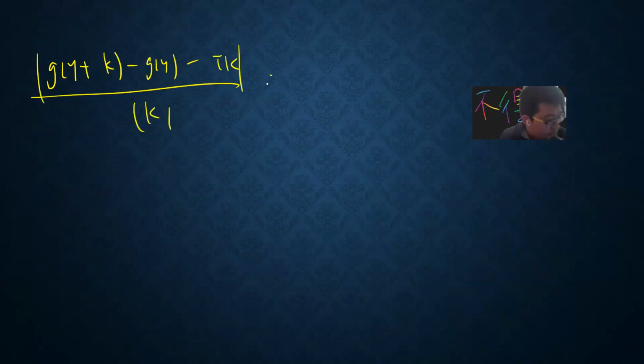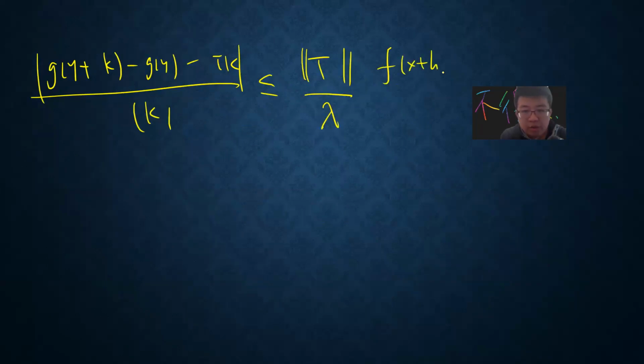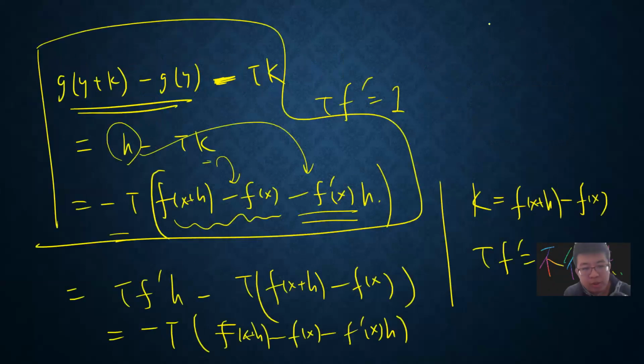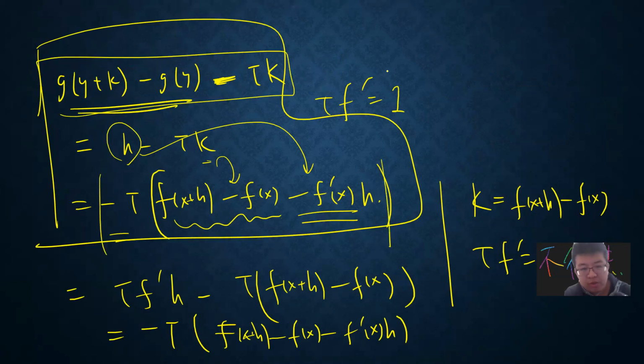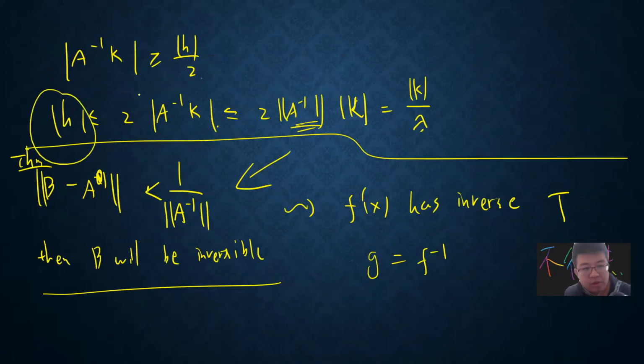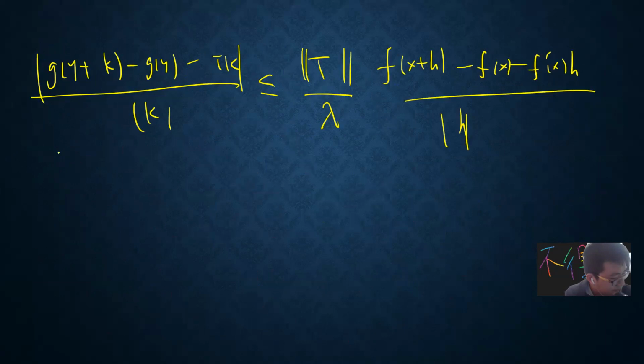Right, so by definition, it's less or equal to t minus lambda f(x+h) minus f(x) minus f prime of x h, divided by h. Okay, so let's see why this is true. By the previous, I have this. So I take the norm and divide it by k. And by the previous results, I know that h is less or equal to k divided by lambda. So I can get this one.